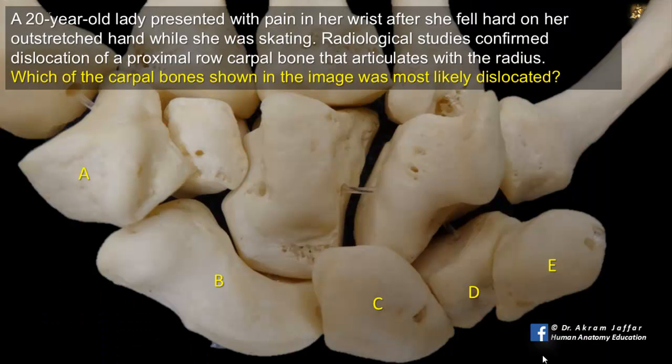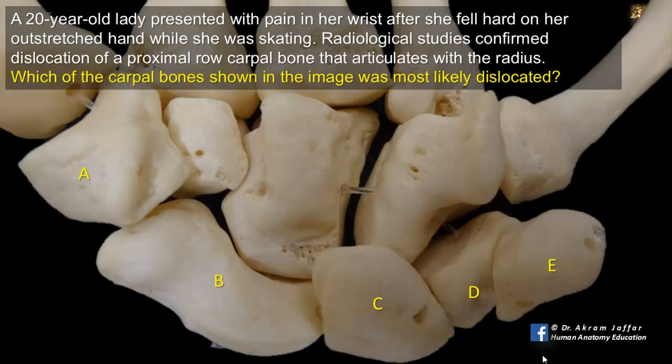A 20-year-old lady presented with a pain in her wrist after she fell hard on her outstretched hand while she was skating. Radiological studies confirmed dislocation of a proximal row carpal bone that articulates with the radius. Which of the carpal bones shown in the image was most likely dislocated? The carpal bone most commonly dislocated is the lunate bone. This is a member of the first row of carpal bones.